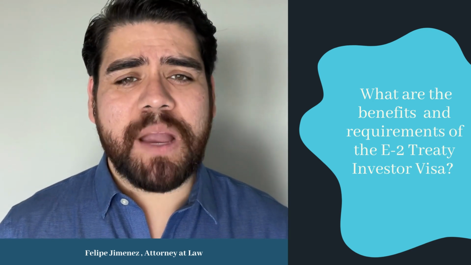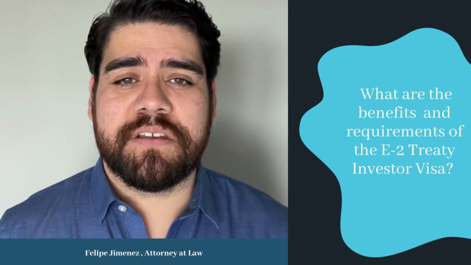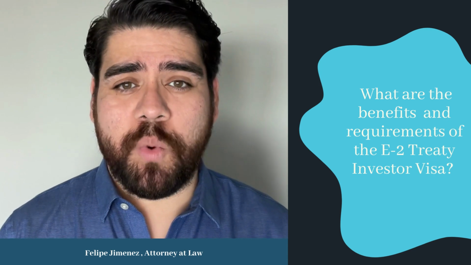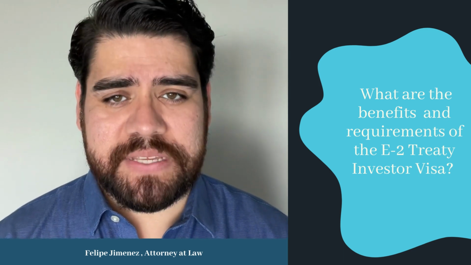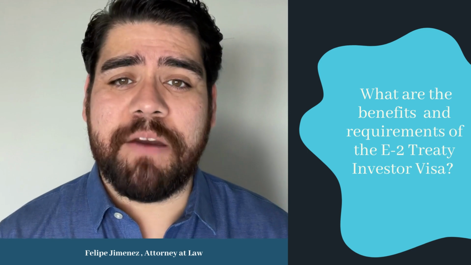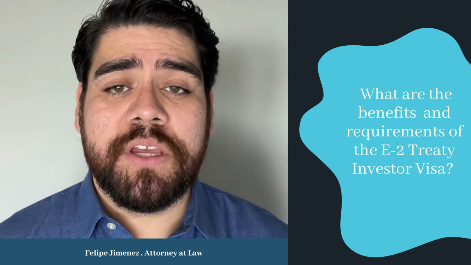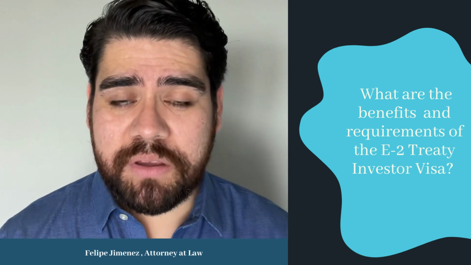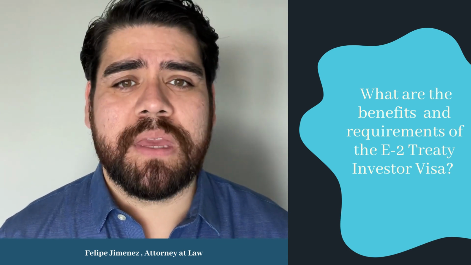Now, let's talk about some of the benefits of the E-2 visa. Dependents such as spouse and children under 21 years old can also receive an E-2 visa based on the principal applicant's visa. Spouses can work in the United States without a work permit, and both spouses and children can attend school and live in the country during the visa's validity, as long as the company continues to operate.